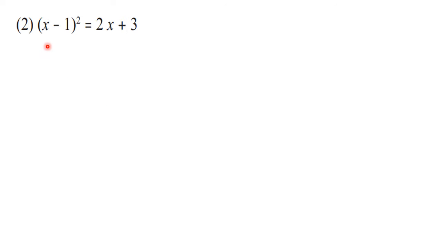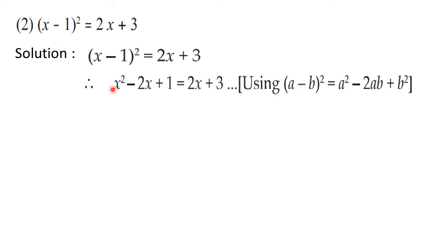Let us see one more. X minus 1 the whole square is equal to 2x plus 3. So here we have to expand this bracket by using the formula a minus b the whole square, that is a square minus 2ab plus b square. So when we expand here, we will get it like this. X square minus 2x plus 1 is equal to 2x plus 3. Right hand side is written as it is. We have used this formula to expand the left hand side.